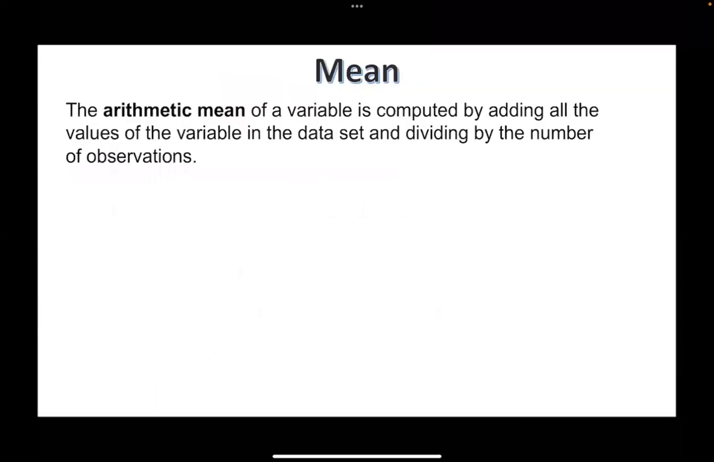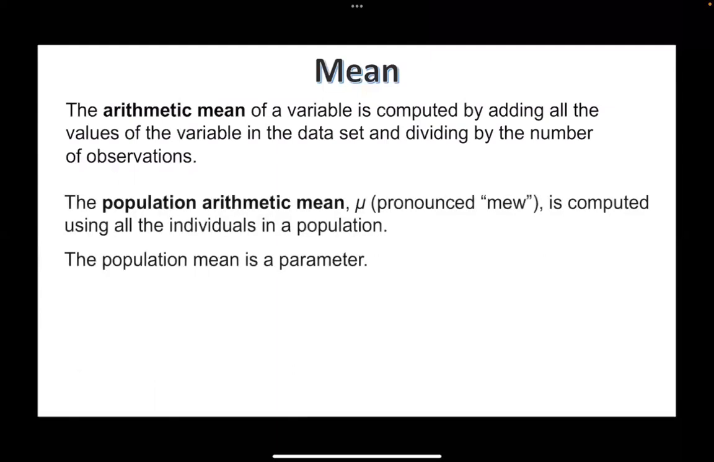So the arithmetic mean, or just the mean, is the most common average that we use. And I'm sure that all of you have used this. So we just add all of the values together and divide by the number of data values there are, or the number of observations.